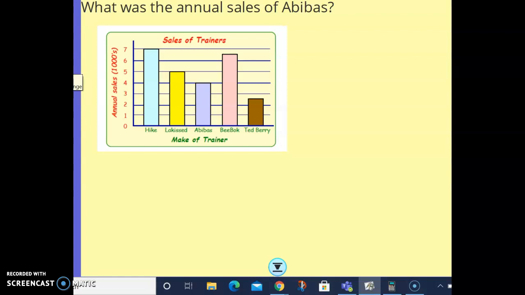Last question then, what was the annual sale of Abibas? So Abibas is here. So that would be 4, but if we look at the side here, it's in thousands, so it would be 4,000. Okay, I hope that helps with your revision.